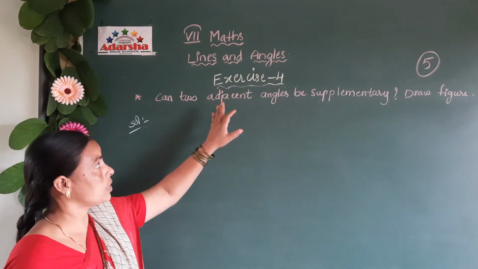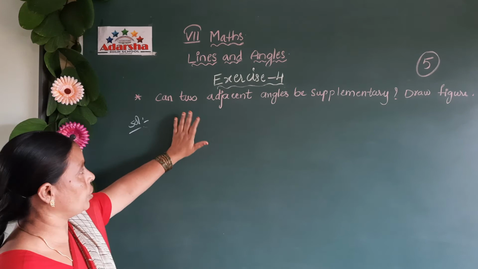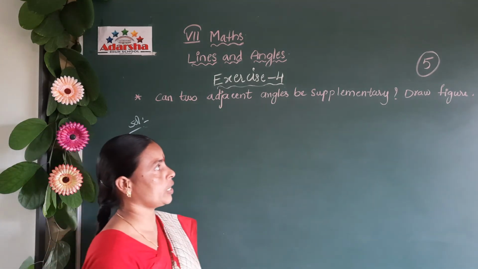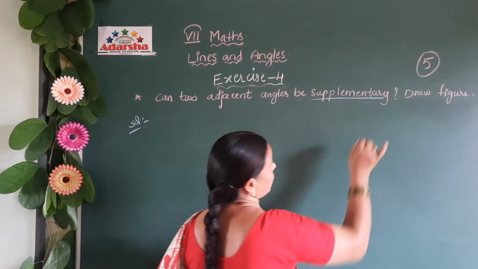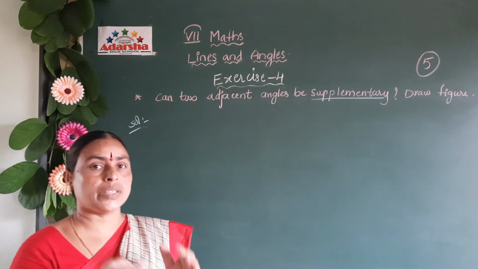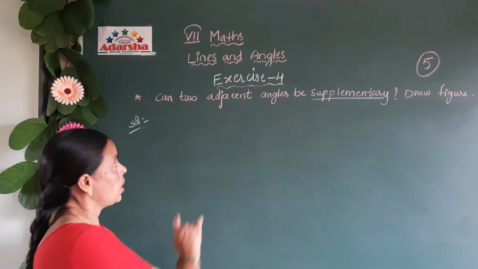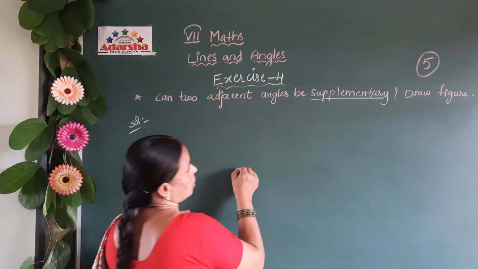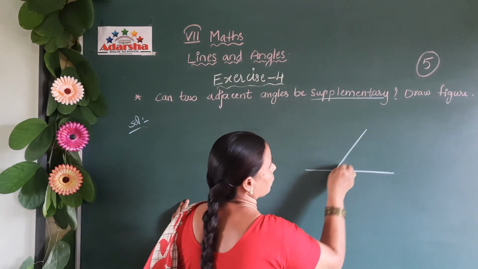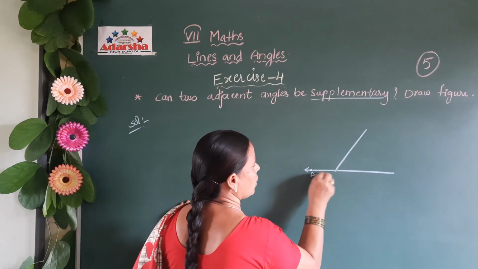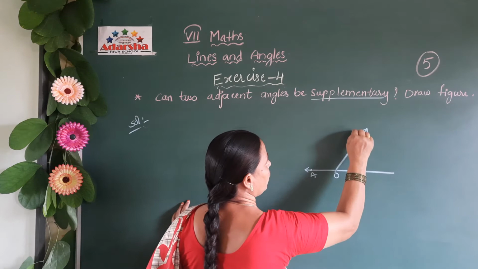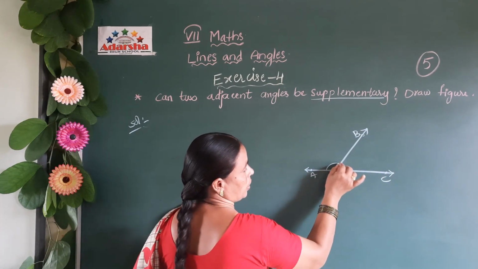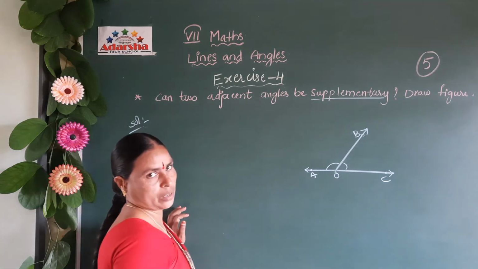Children, from our exercise 4, the next question is, can two adjacent angles be supplementary? Draw figure. Supplementary means the sum of two angles is equal to 180 degrees. Can two adjacent angles be supplementary? Yes. Here see, this is angle AOB and here it is angle BOC.